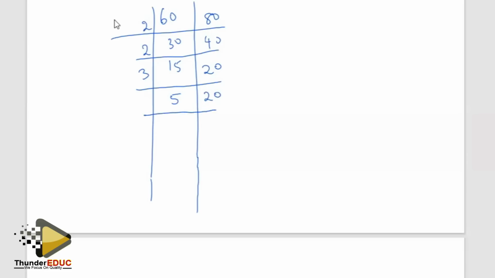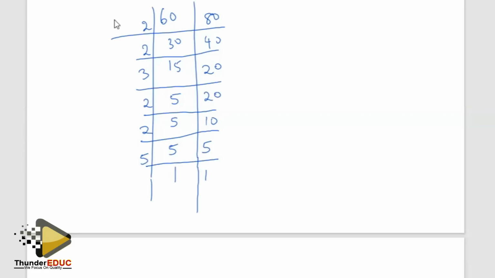Then I can still use 2. I'll have a 5 because 2 cannot go into 5. I'll have a 10. And then by 2, I'll have a 5. And then I'll have a 5. And then by 5, I have a 1. Then I have a 1.